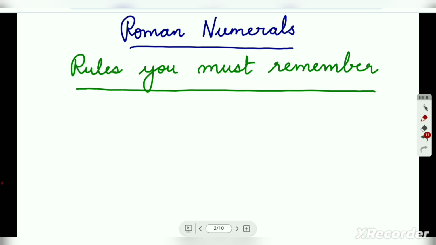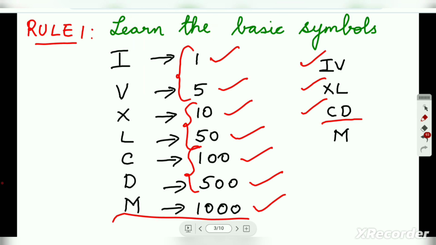Before we start solving questions, let's first learn the important Roman numeral rules that you need to remember. So, let's get started. Rule 1. Learn the basic symbols.